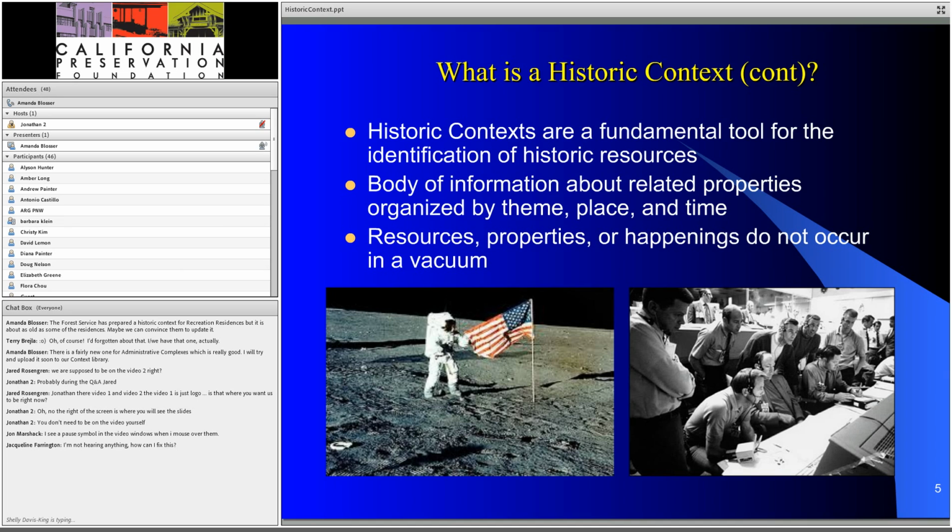So what is a historic context? We'll continue on with that. The National Register defines a historic context as the patterns or trends, as we described above, and they're the fundamental tool and really the basis for identification of historic resources. It's only with the historic context that the significance can be understood.